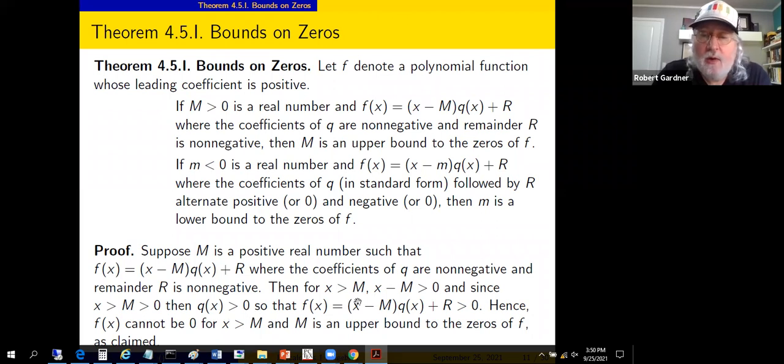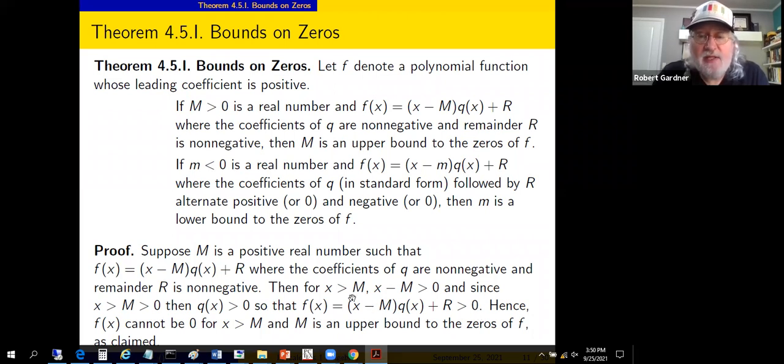Now we know x minus m is greater than 0. This is positive. We just showed q of x is greater than 0. This is positive. And we hypothesized that r is non-negative. So we've got positive plus positive or 0. Well, that's going to yield something that's positive. So for such an x value, f of x is strictly greater than 0. F of x is positive.